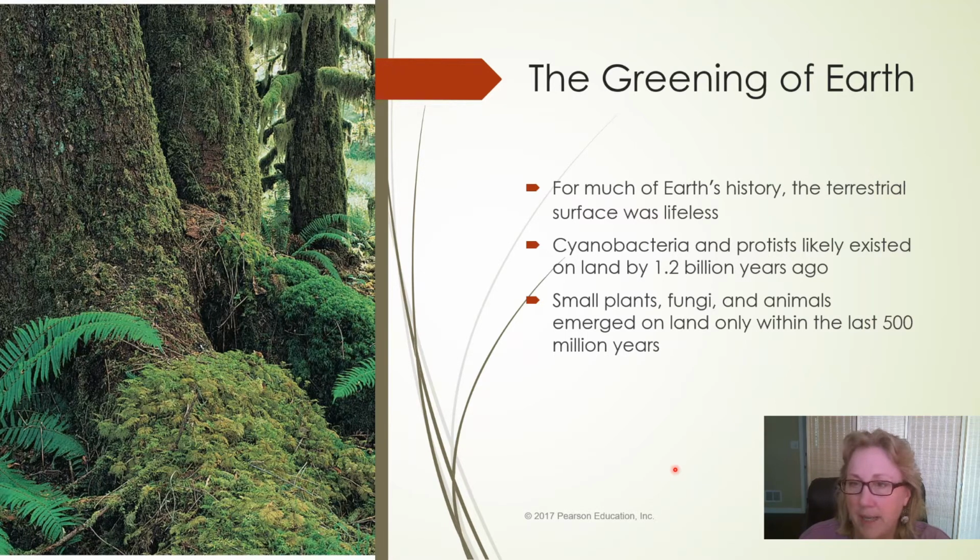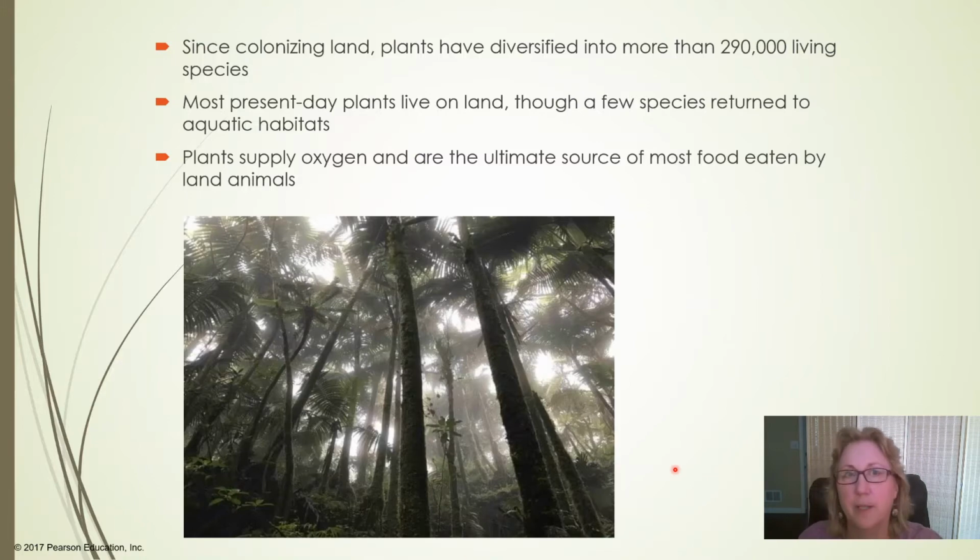Cyanobacteria and fungi probably preceded the first plants onto land. Animals, of course, couldn't have been on land until there was something to eat, so that was after the first plants. The very first plants to emerge on land was only within the last 500 million years, so 500 million years after the Cambrian explosion that would have been.